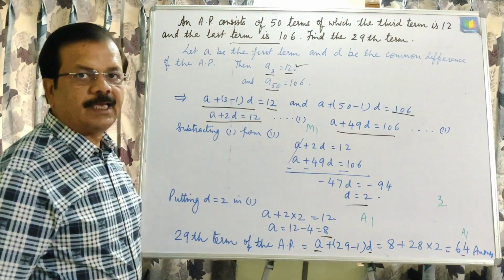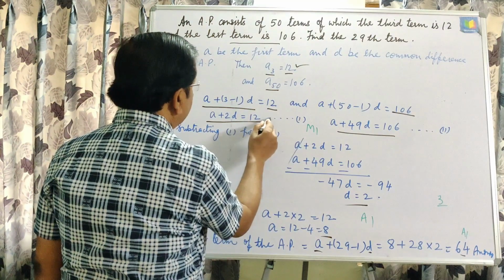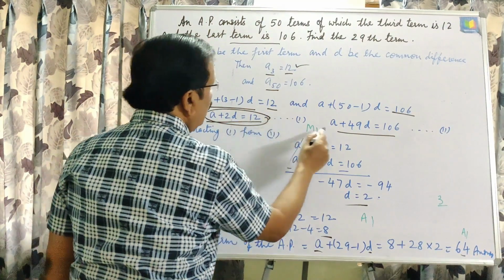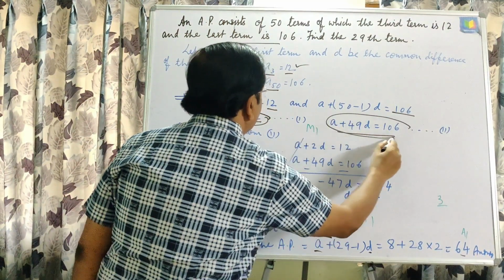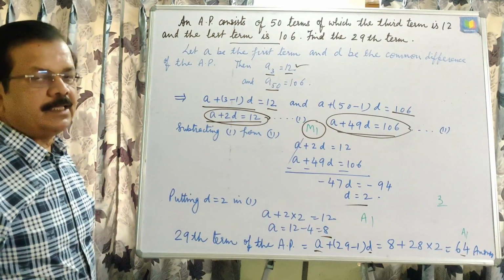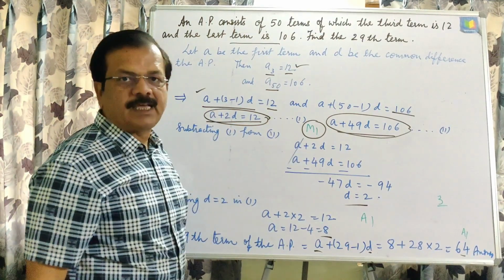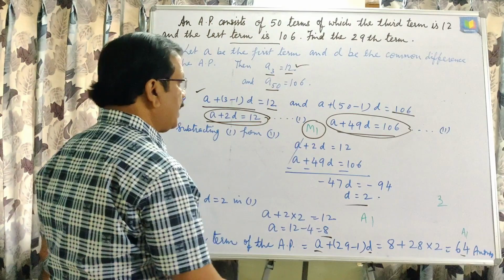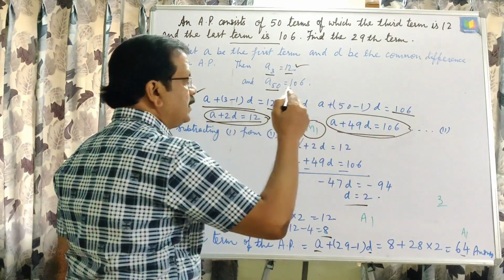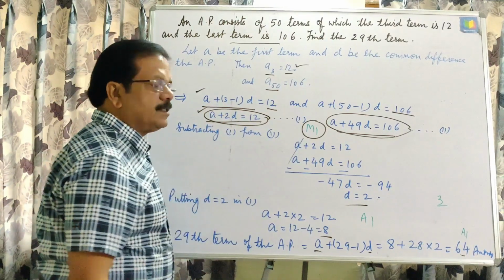In case of the marking scheme, if you substituted this value or this value correctly, that means first method mark. This has a meaning that you know the concept of nth term, a plus n minus 1 into d. If by mistake you are writing this wrong, that is meaningless. Once you have substituted here, this is correct.